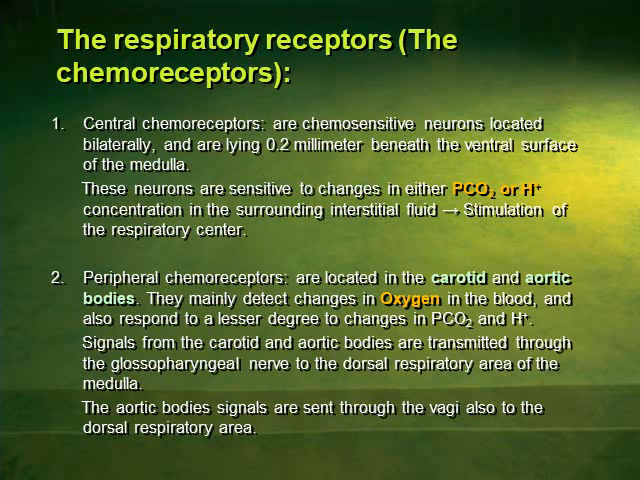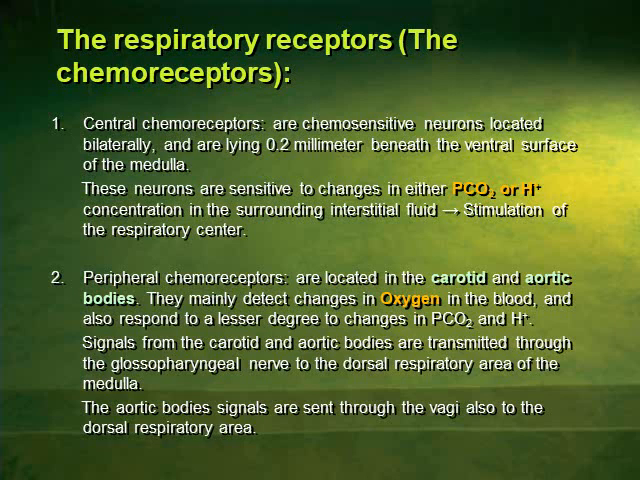The chemical control of respiration relies on the respiratory receptors or the chemoreceptors. Scientists discovered that there are two groups of chemoreceptors in our body. The first group is the central chemoreceptors, and the second group is the peripheral chemoreceptors. The central chemoreceptors are chemosensitive neurons located bilaterally and lying 0.2 millimeters beneath the ventral surface of the medulla.